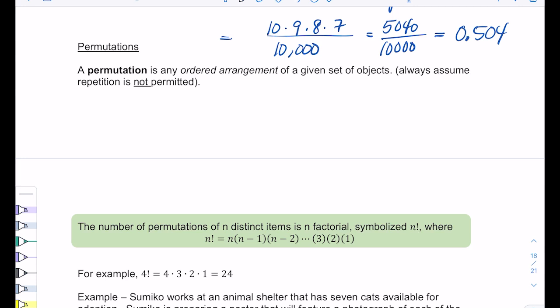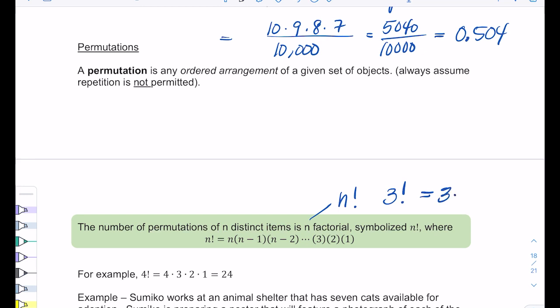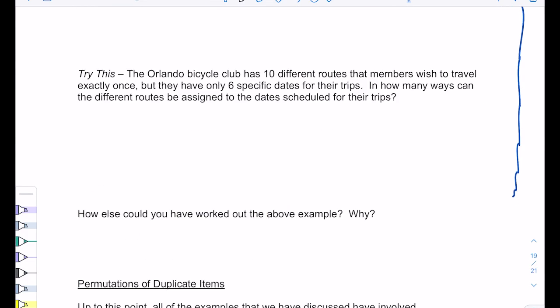The number of permutations of n distinct items, and remember n just means any number, it could be 7 distinct items or 10 distinct items or 1,000, is what's called n factorial. And n factorial is this exclamation point at the end. In math, what that means is if I take a number, say 3 factorial, that just means it's 3 times all the numbers that precede it, so times 2 times 1. So 3 factorial is equal to 3 times 2 times 1, which is 6.